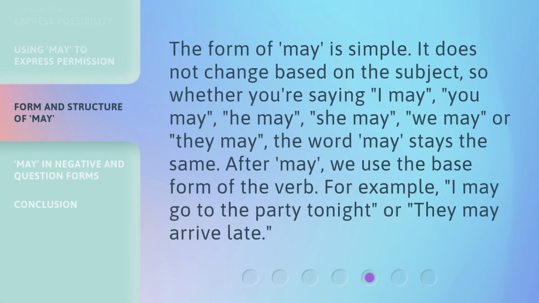The form of may is simple. It does not change based on the subject, so whether you're saying, "I may," "you may," "he may," "she may," "we may," or "they may," the word may stays the same. After may, we use the base form of the verb. For example, "I may go to the party tonight," or "they may arrive late."